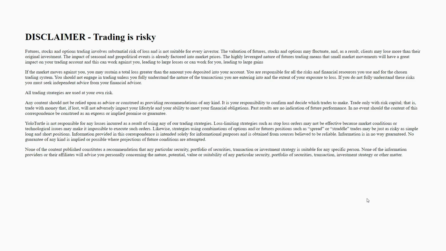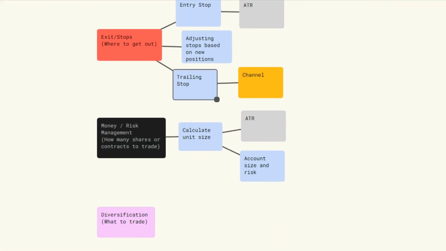Alright, let's get started. Next we're going to calculate the money and risk management. In other words, how many shares or contracts to trade. They also call this calculating the unit size. So again, you see that it uses ATR, and it also takes into account the size of your account and how much risk you're willing to take. So this is actually a very powerful element to the strategy itself.